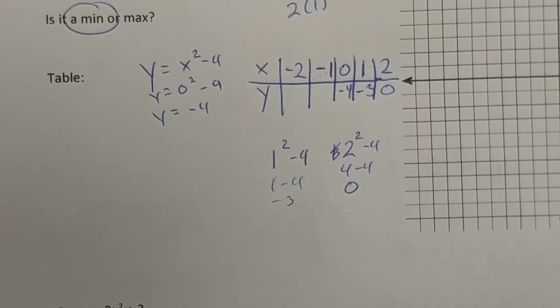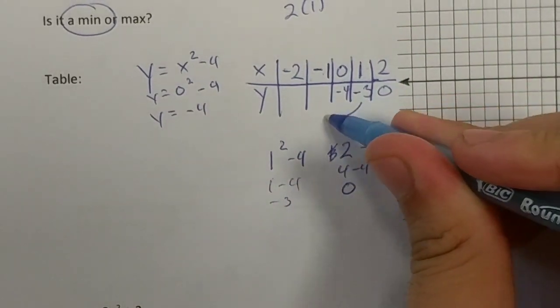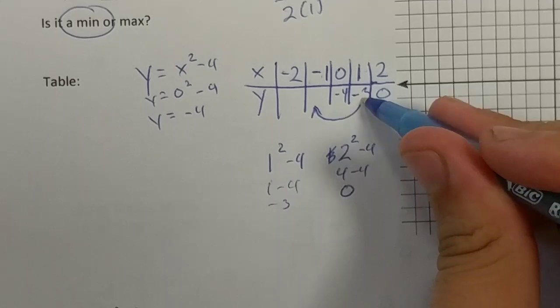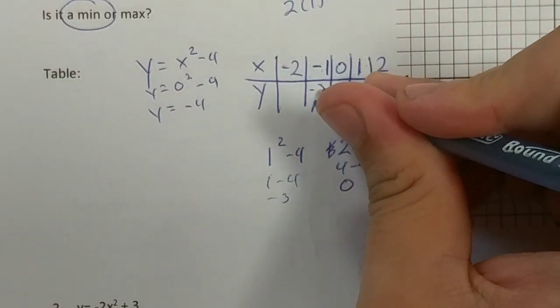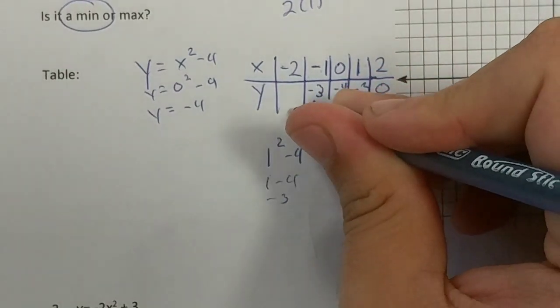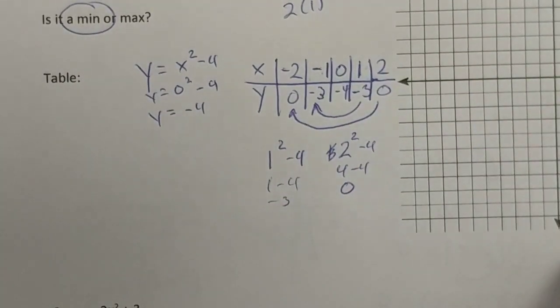Now, a key component to that is that we are going to use the mirror effect to fill out the rest. So if this is negative 3, then this is negative 3. And if this is 0, then this is 0.